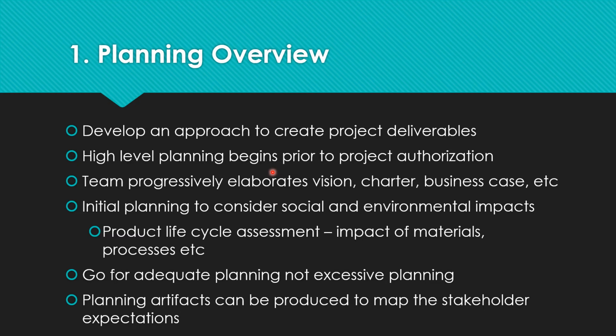So the team is elaborating the high level planning given by the leadership team. Then the project management team and project members team progressively elaborate those, right? Your initial project planning should consider social and environmental impacts, so that you can do the product life cycle assessment. You can understand the impact of the materials and processes, etc., and how the product life cycle assessment is going to affect the social and environmental impacts, right? So go for adequate planning, not excessive planning. Just enough planning is enough. Excessive planning is one kind of waste as per lean.